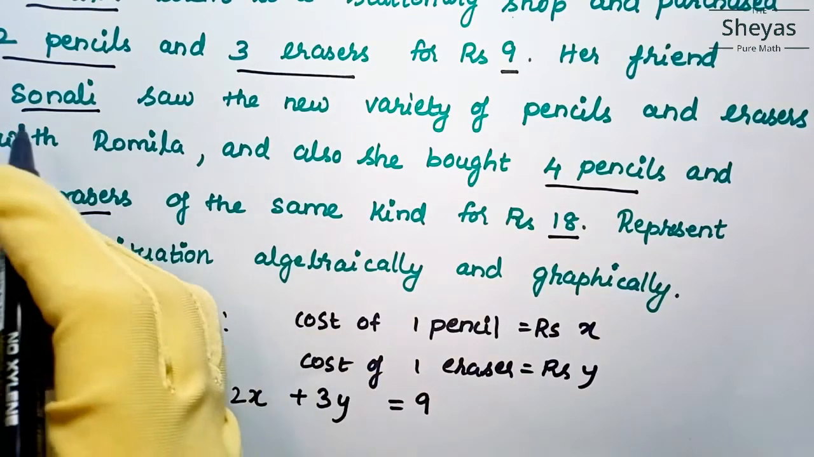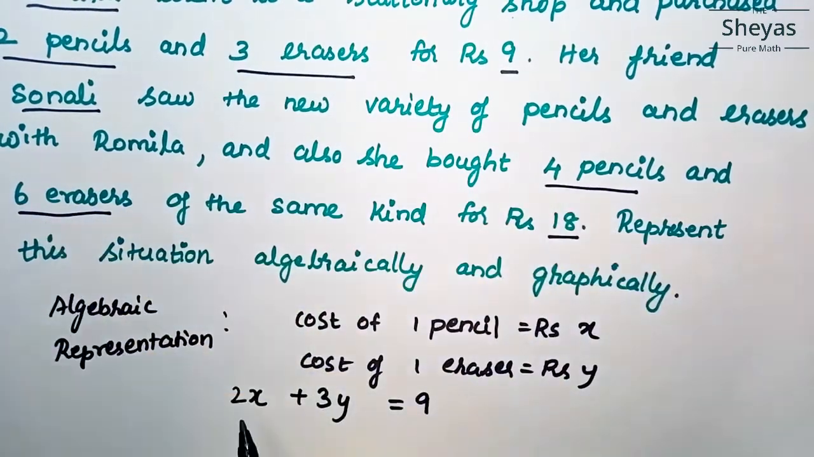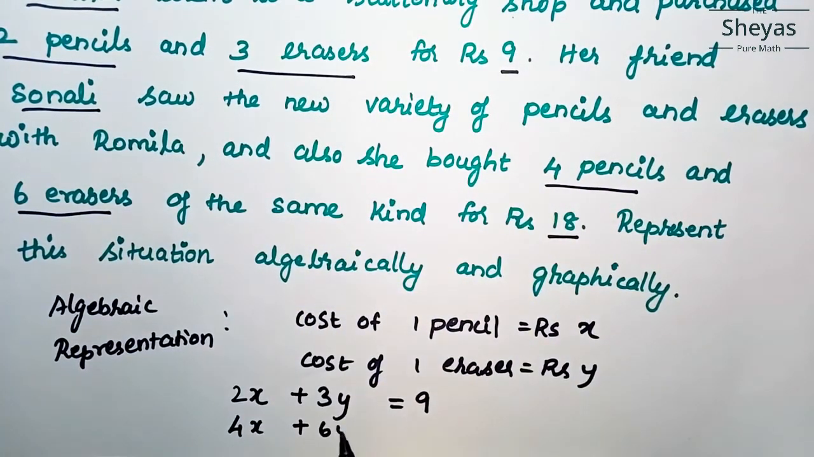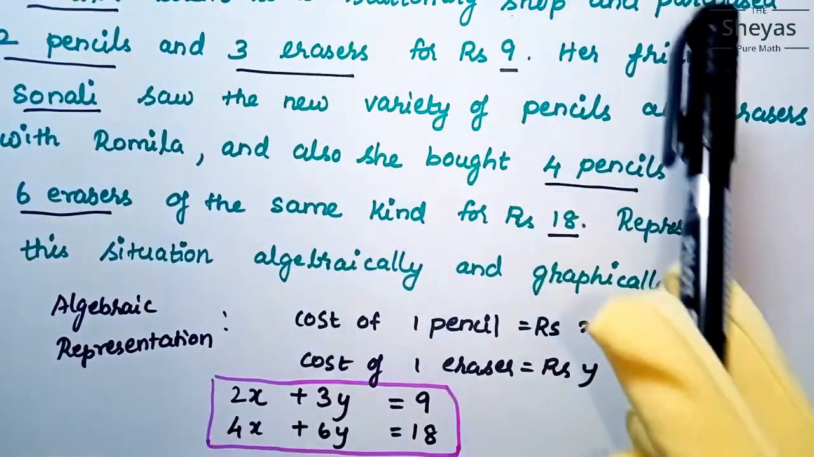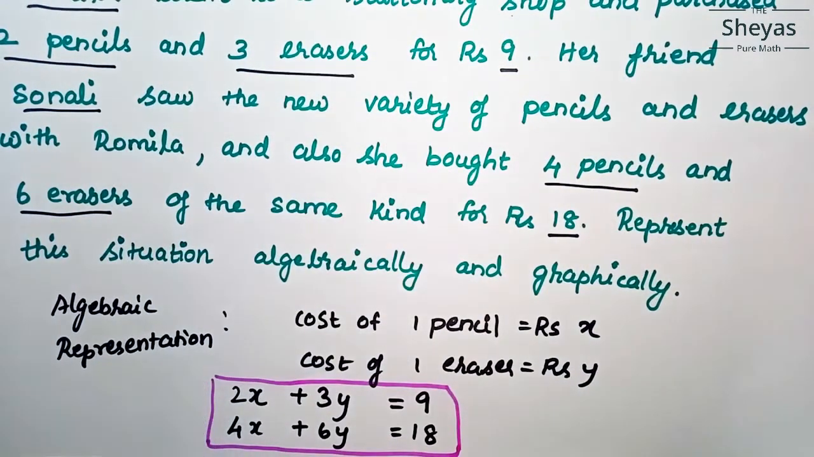What is the next? Sonali bought 4 pencils and 6 erasers. So 4x plus 6y is equal to 18. So this is the algebraic representation. What we have done is made this word problem into a single algebraic equation. So this is your answer: 2x plus 3y is equal to 9, 4x plus 6y is equal to 18.